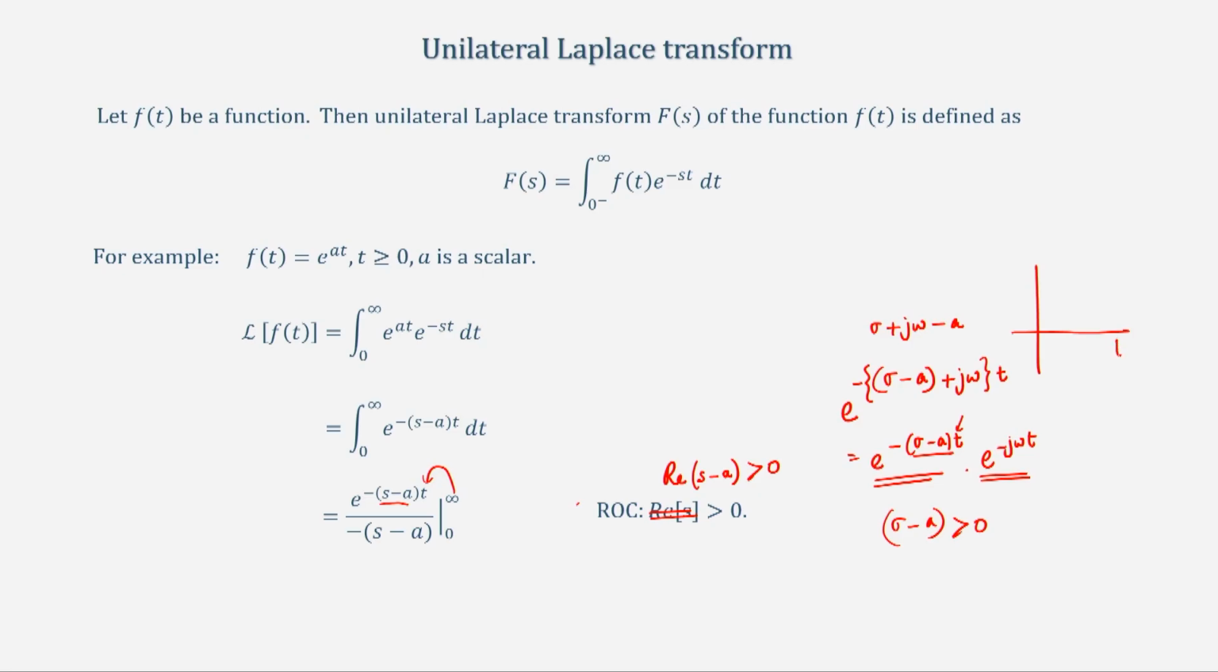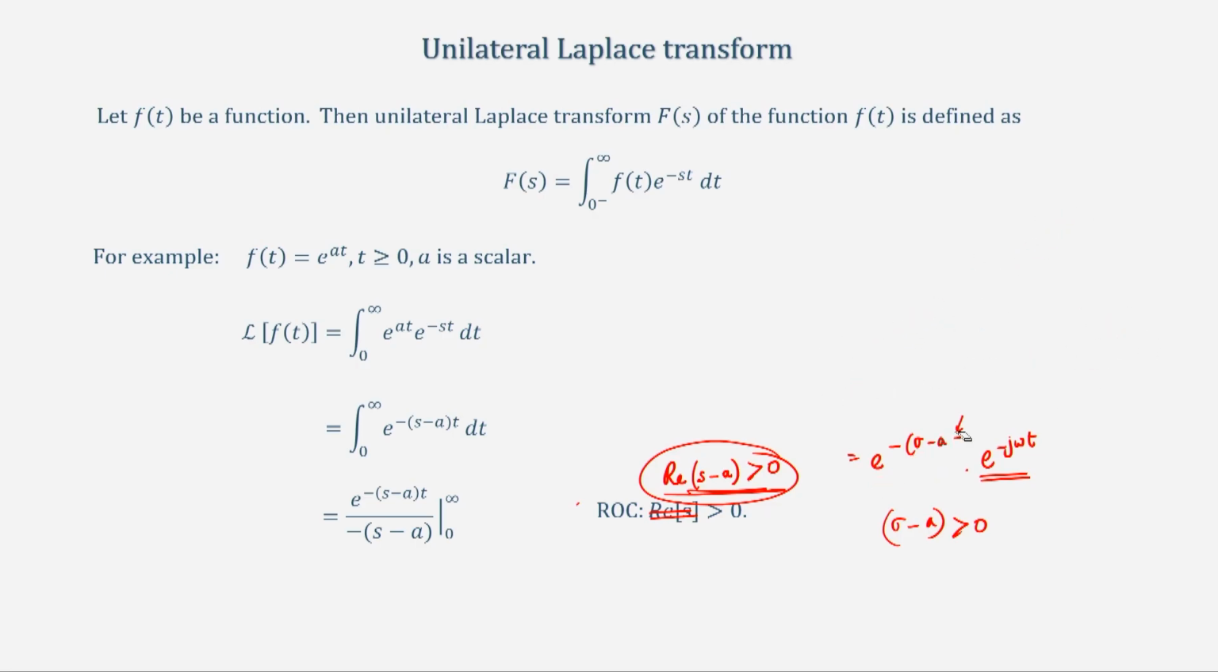So if you draw the function as t changes, e to the power of minus (sigma minus a) t, it will go down to 0 if this sigma minus a term here is a positive number, and that is what is being written here. So for this integration to make sense, this must be satisfied. This is what is known as the region of convergence of the Laplace transform, but we are not going to go into details of region of convergence.